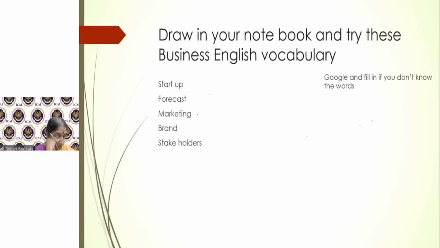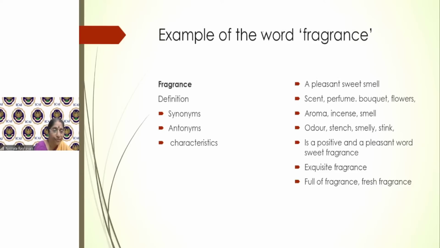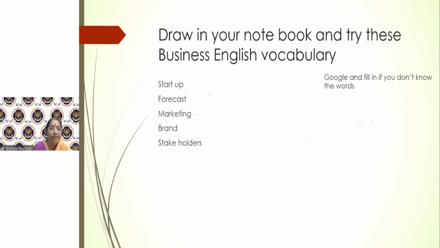That's for Mahika. Now I'm waiting for you to pick one of these and put it in the Frayer model or write like this: definitions, synonyms, antonyms, characteristics, and word associations. Quick. Because only if you write, you will know how to use it.